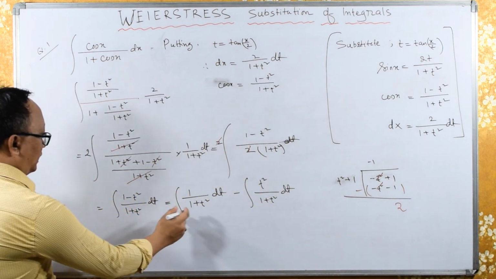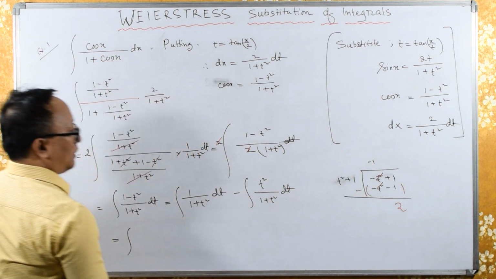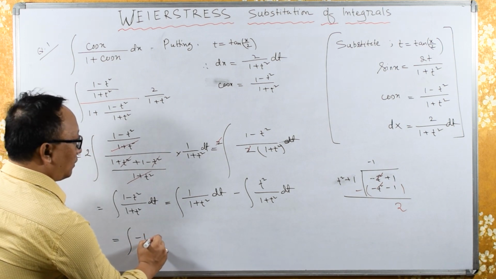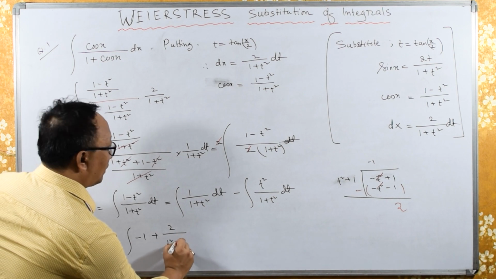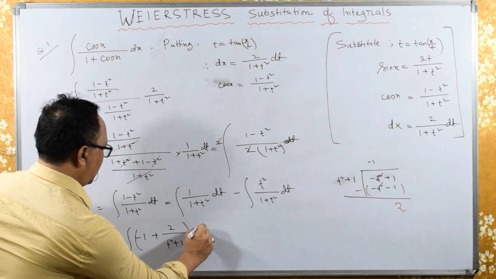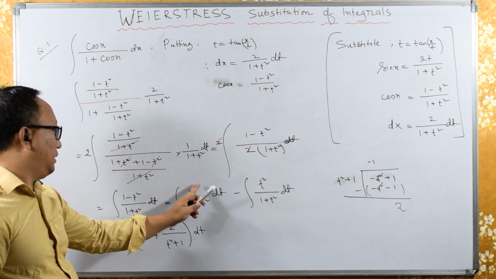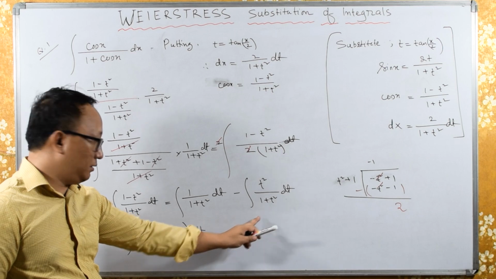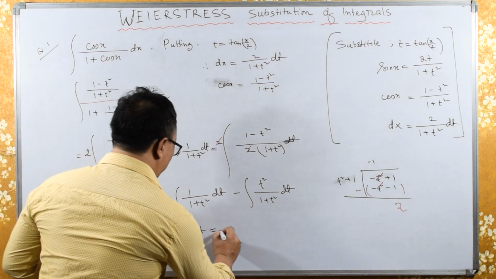Otherwise you can do one thing. The remainder is 2. So this is minus 1 plus 2 upon t square plus 1, dt. You can solve this way. Here you can apply the a square plus x square formula. Here again you have to substitute. Now by division algorithm, this will be much better.